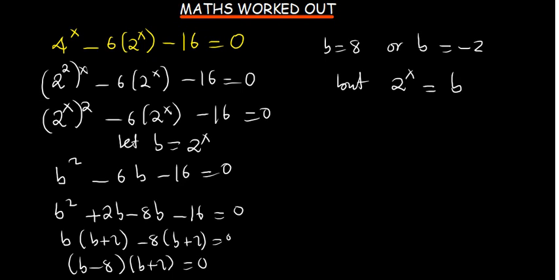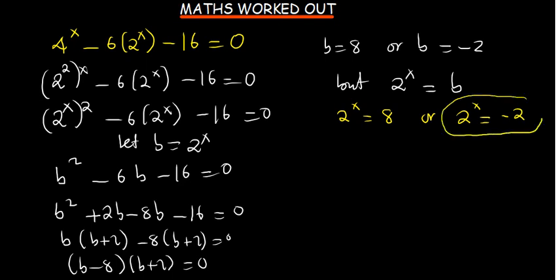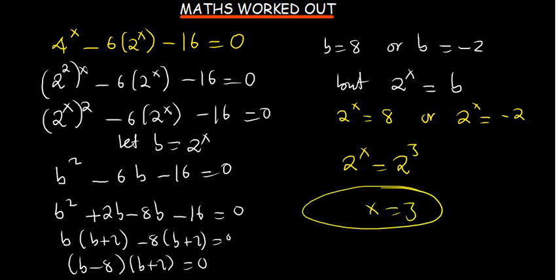And then we come back, but we know that 2 to the power x is equal to b. So 2 to the power x is equal to 8, or 2 to the power x is equal to the other value for b we found, negative 2. Now this one can't be solved, because you can't have a positive base raised to a power and get a negative number. It doesn't have a solution. So continue with 2 to the power x is equal to 2 to the power 3, meaning that x is equal to 3. So this is the answer.